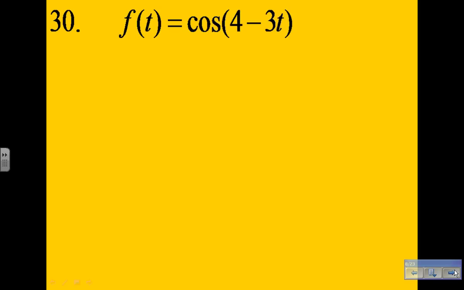Nice to see you. Yes, the product. Do you see more than one variable? No. So it's just a chain rule. You would think of it as the cosine of u, and u would equal 4 minus 3t.